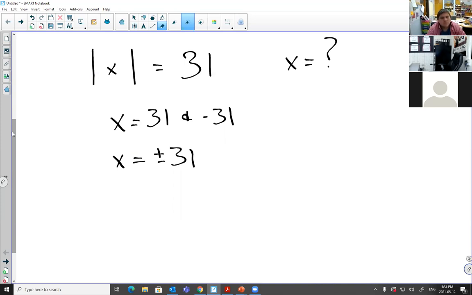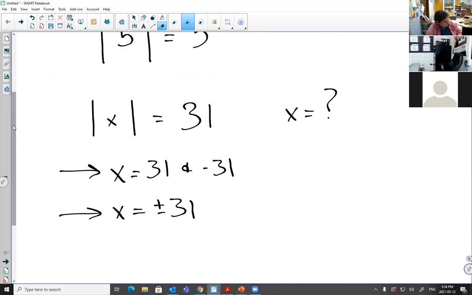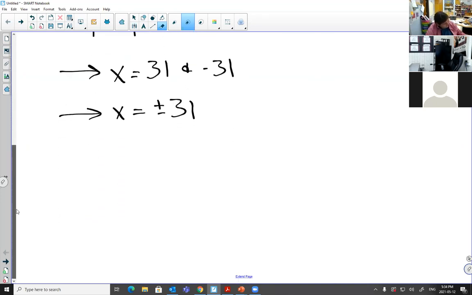Now, on the assignment, do you need to write it this way or can you write it the first way? You can write it either way. It doesn't matter to me. Okay. So on that assignment, you got to realize then, when I give you a question like the absolute value of X, you have to remember there's 2 possible answers. Okay. Now, what if I gave you something like this?